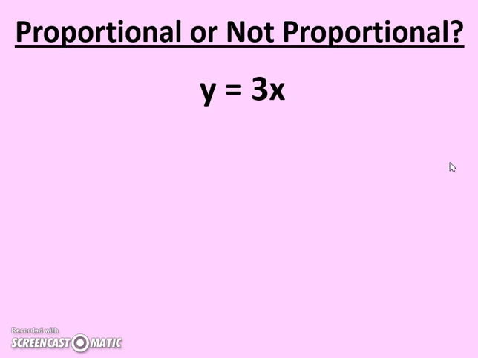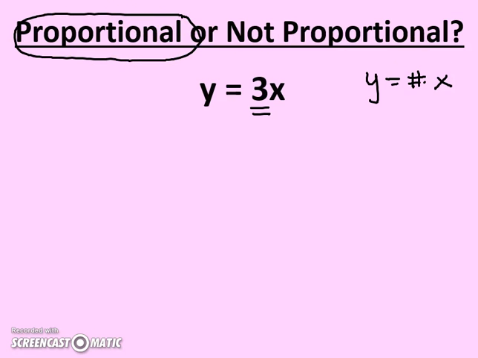Now, what if we took the plus 5 off? What if it just said y equals 3x? Well, does that fit the form y equals a number times x? Yeah, it's 3 times x. So it has a unit rate, and it can't have any addition or subtraction. Does this have any addition or subtraction? No, so that makes it a proportional relationship.